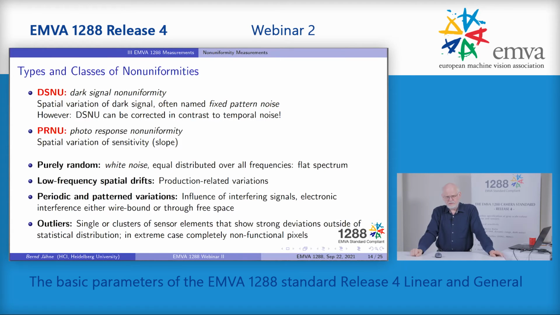But for the non-uniformity, it is much more difficult. We have, of course, also purely random variations like temporal noise, but we might have also low-frequency spatial drifts, which we do not consider much because of the high-frequency part. But what is really nasty are periodic or patterned variations from pixel to pixel, or from row to row, or from column to column, or really the bad guys, the so-called outliers.